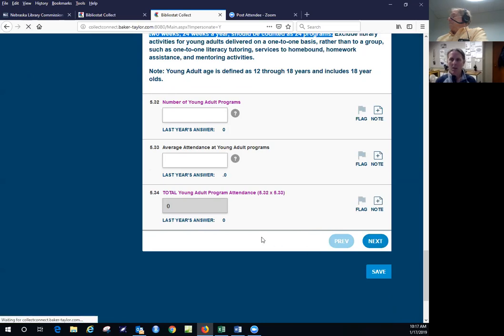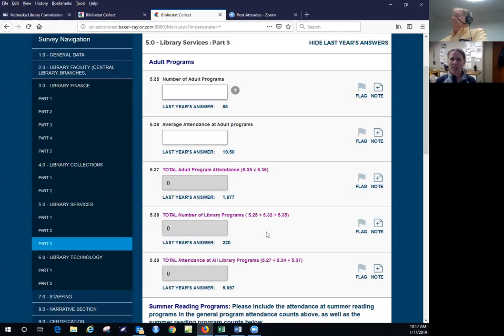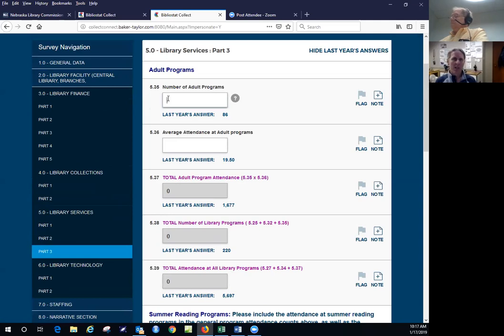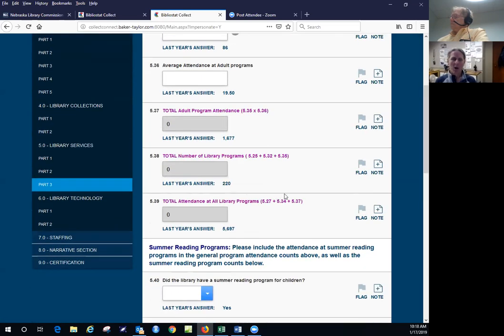So let's click on next here, and that should take us to adult programs. Again, you count those just like you would the others, with adult being the primary intended audience, 18 and above. Again, the average attendance should look like the other ones. This will calculate the total for adult programs here.